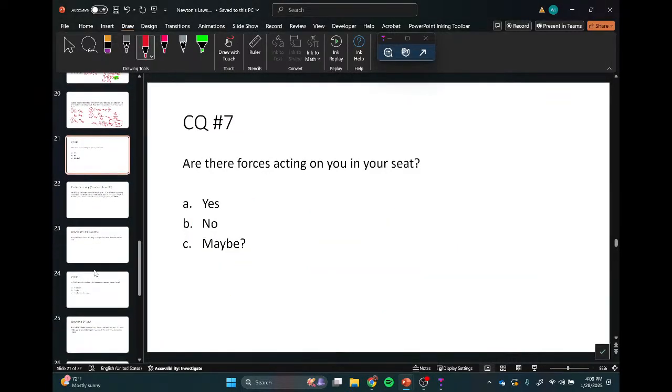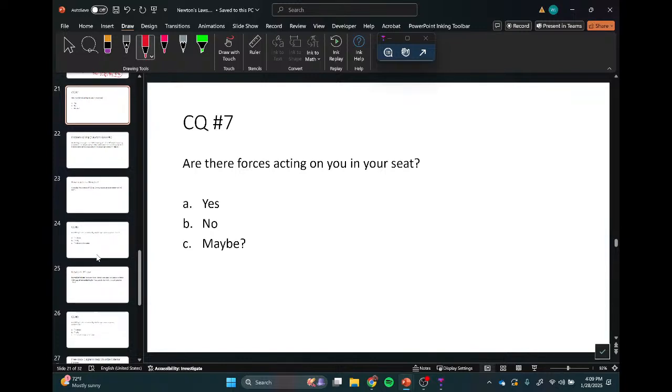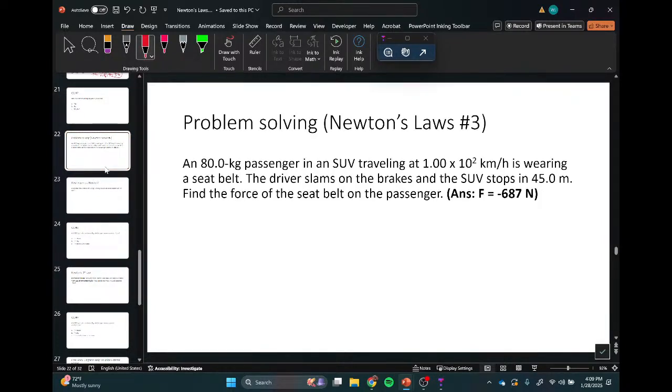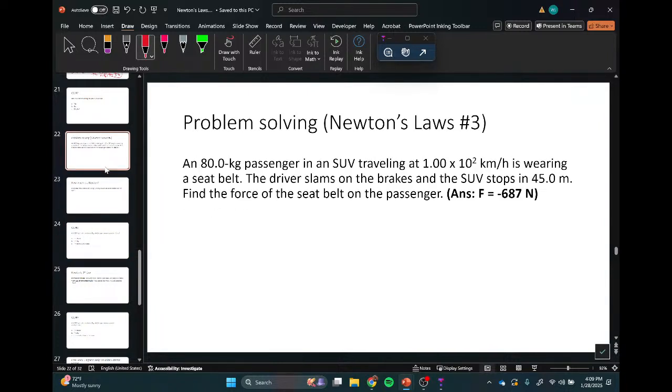Okay. I do want to try to get to Newton's third law. My question is, okay, we're going to skip this one. I'm going to solve this problem, and we'll do Newton's third law on Thursday. So let me solve this problem.